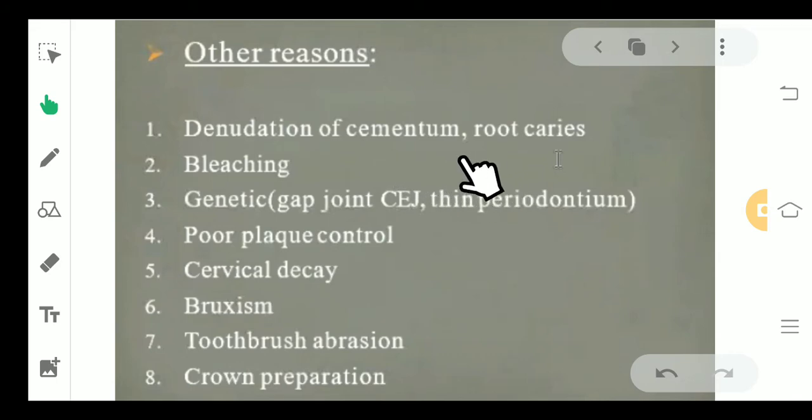it can lead to loss of enamel. Other thing is root caries in patients. It can be genetic at times also, people who have very thin periodontium, poor plaque control, or I should say poor prognosis, cervical decay, bruxism, toothbrush abrasion, or crown preparation. In cases of crown preparation also, we have this situation where we have to remove the enamel layer. So that can be another cause.